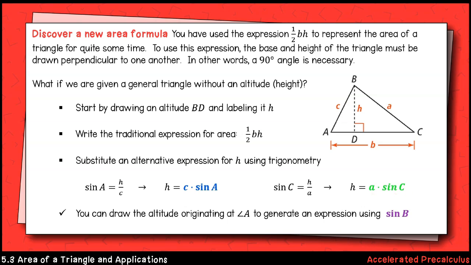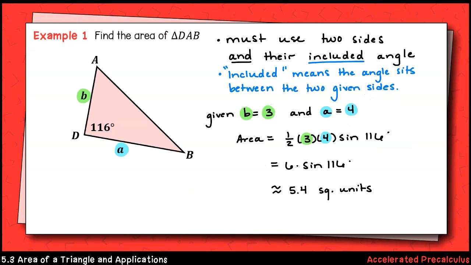If we want to write a relation for the height in terms of sine of angle B, we would instead draw an altitude from vertex A to the side opposite angle A. In summary, we need two sides and their included angle, that means the angle which rests between those two given sides, to find the area of a triangle using the sine formula.